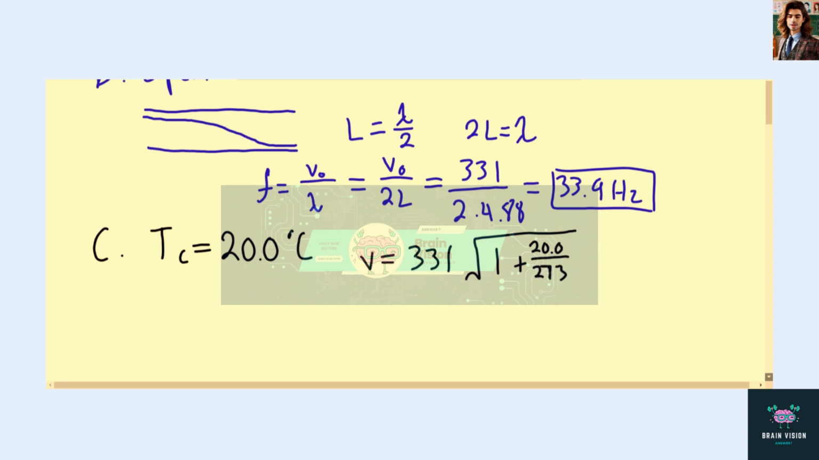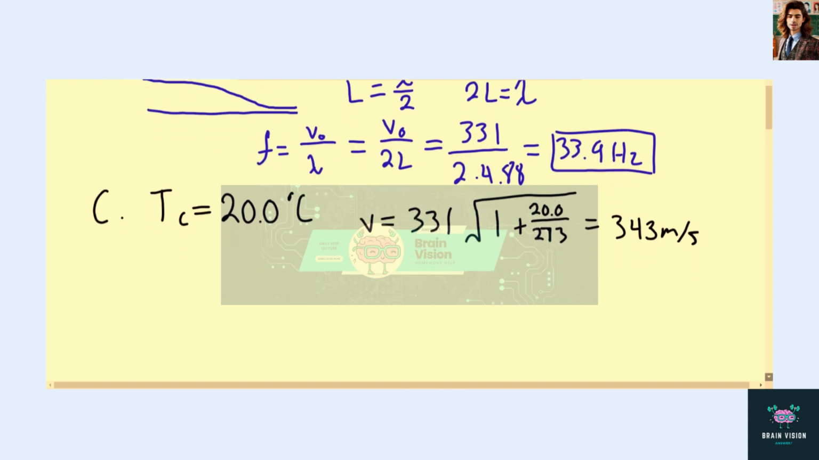331 times the square root of 1 plus 20.0 over 273. And if you plug that into your calculator, you'll get that V, the speed of sound at 20 degrees Celsius, is 343 meters per second. Which, if you think about it, 20 degrees Celsius is about room temperature. So it makes sense that we end up with our normal value for the speed of sound when we use 20 degrees Celsius in this formula. So our V for part C is going to be 343 meters per second.